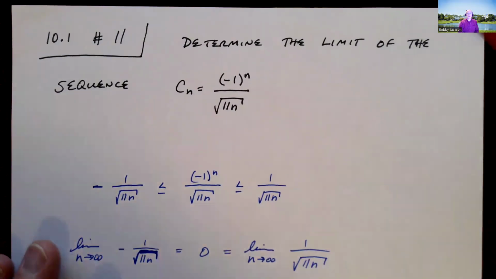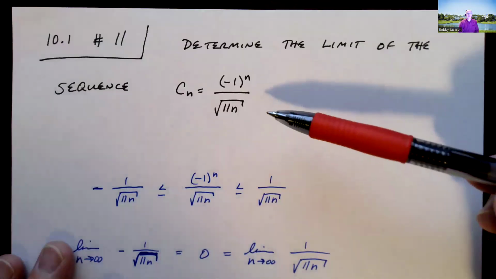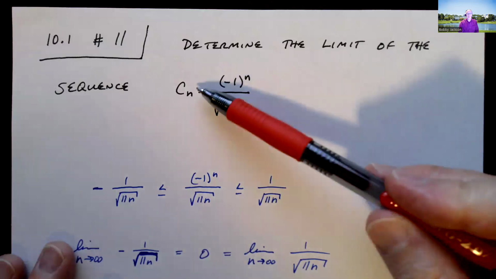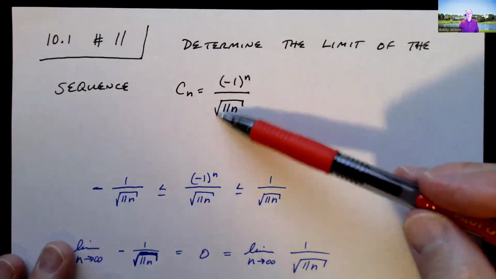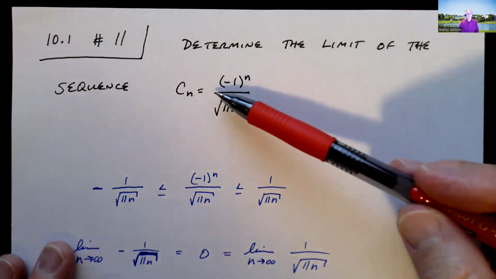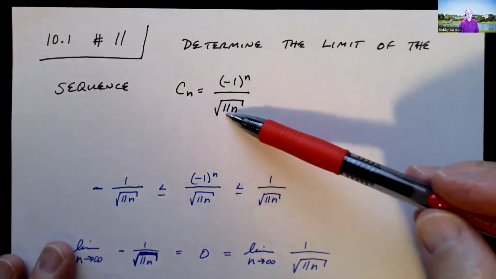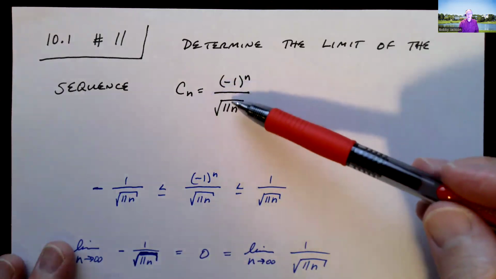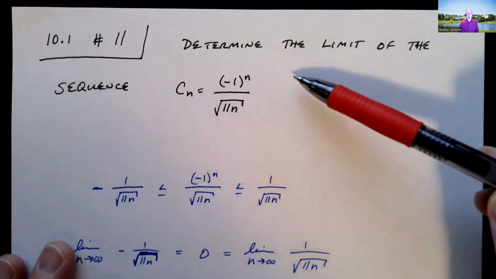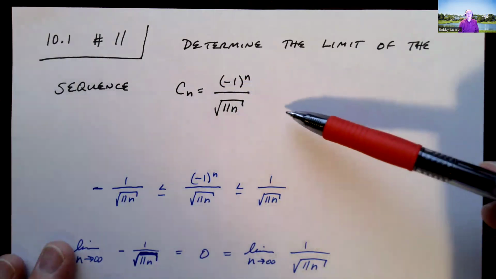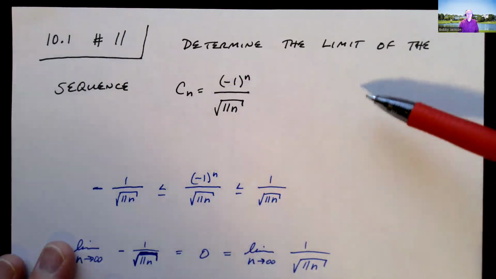Hey everyone, let's take a look at a quick one, number 11 in section 10.1. We're looking at the limit of this sequence whose general term is (-1)^n over the square root of 11n. So notice the terms of this sequence alternate, right? When n is 1, I get -1 over the square root of 11. When n is 2, I get +1 over the square root of 22, and so on: negative, positive, negative, positive.